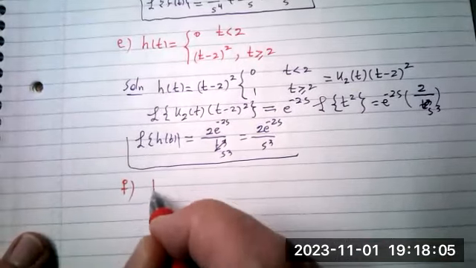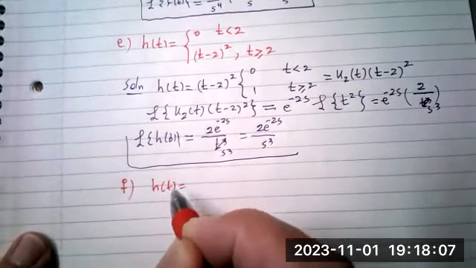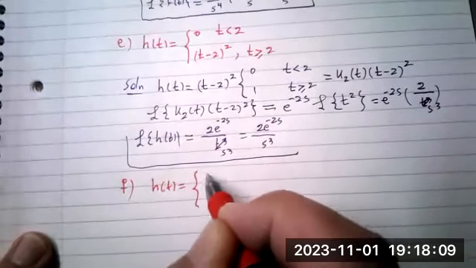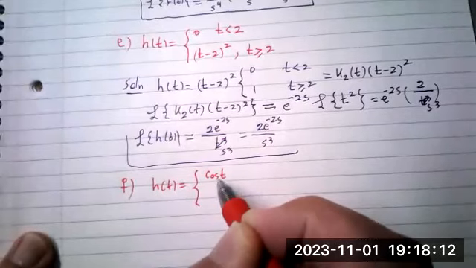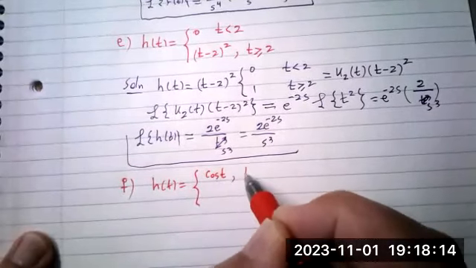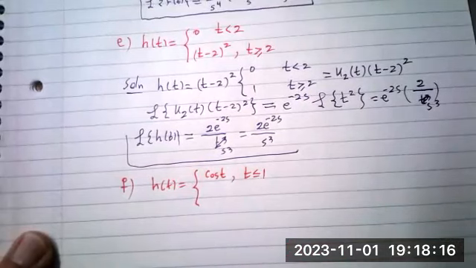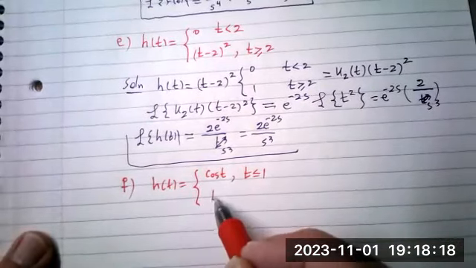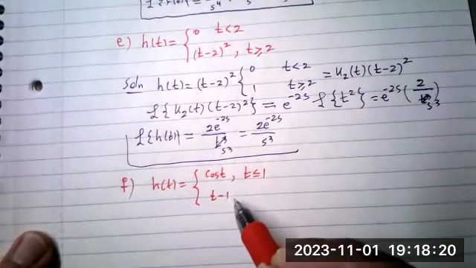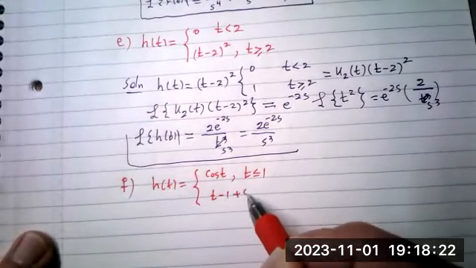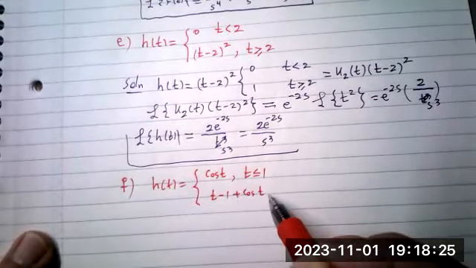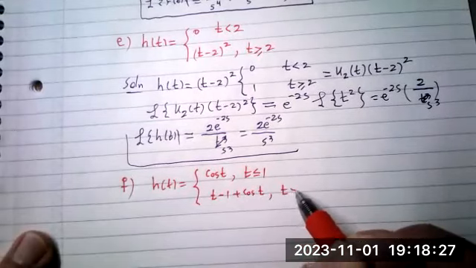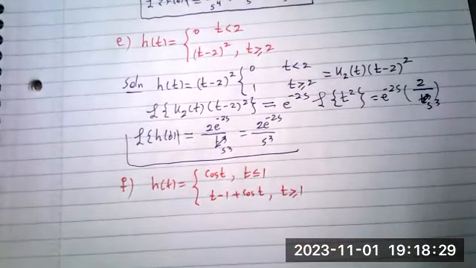The function is h of t equal to cosine of t, for t less than or equal to 1. Then it's t minus 1 plus cosine of t, for t greater than or equal to 1. Again, of course, try to change this one into unit step function and just find the Laplace transform. Don't try the direct one.